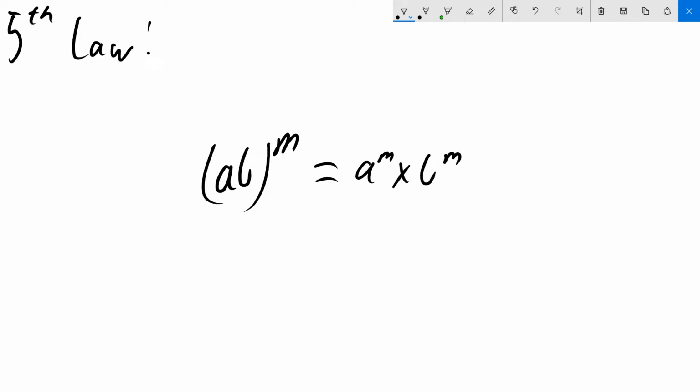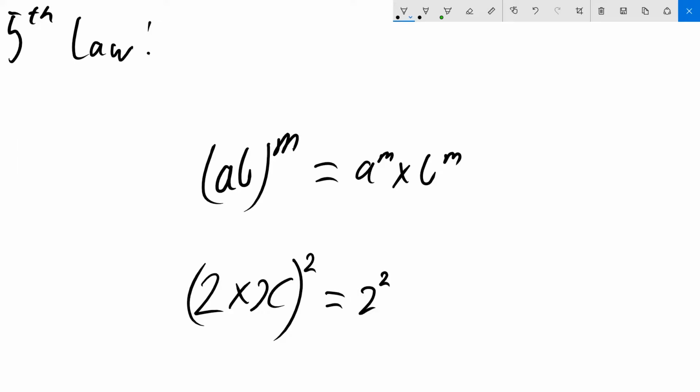And if you think about it, that's very logical, as we saw with the fourth law. So if we had 2 times x, or 2x to the 2, we're going to get 2 to the 2 times x squared, which is the same as 4x squared, yeah?